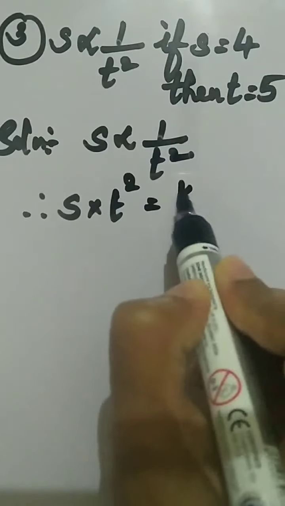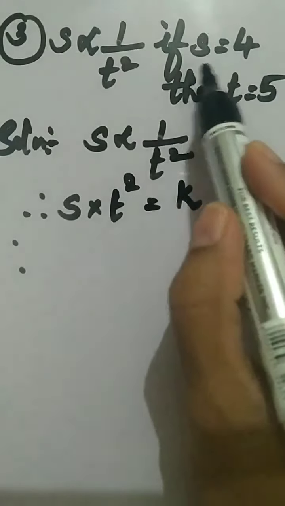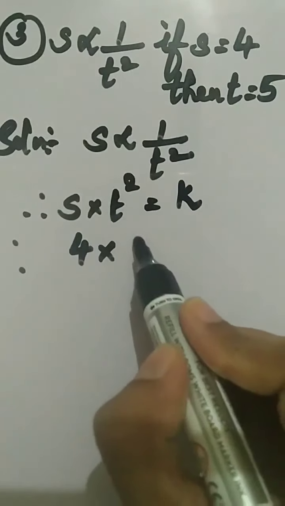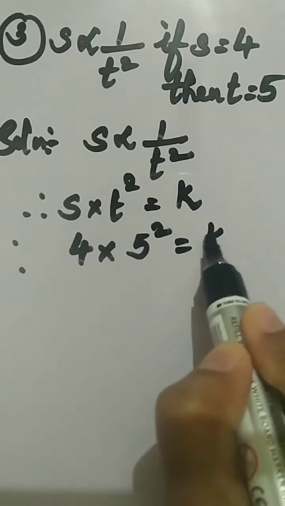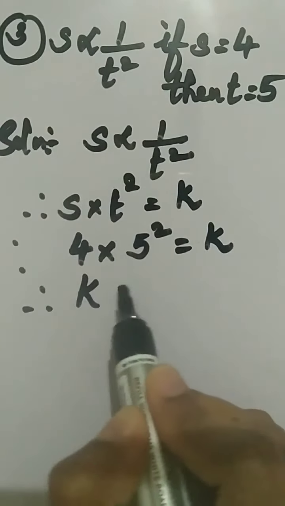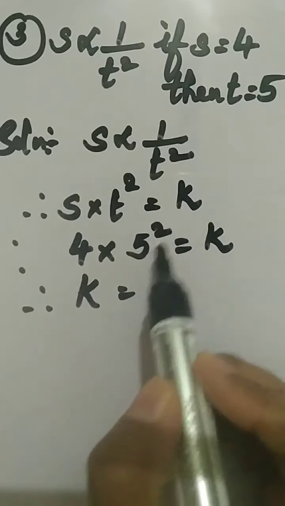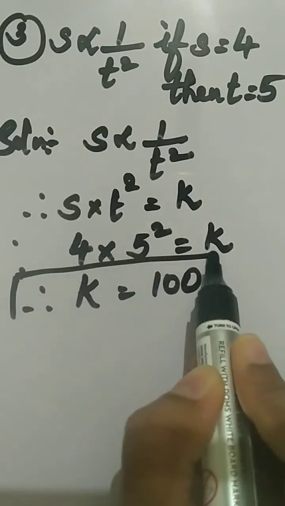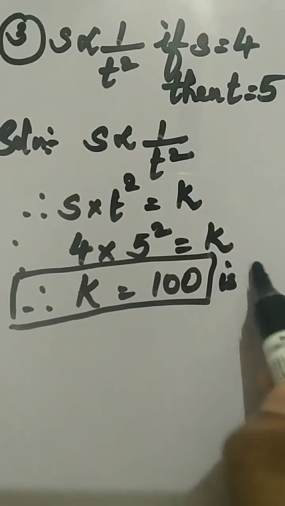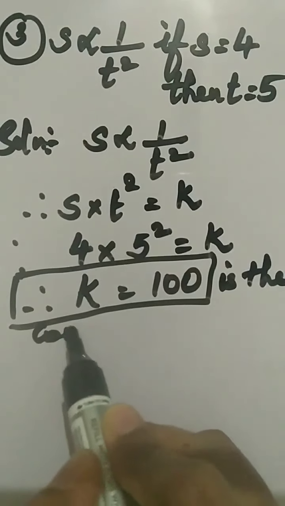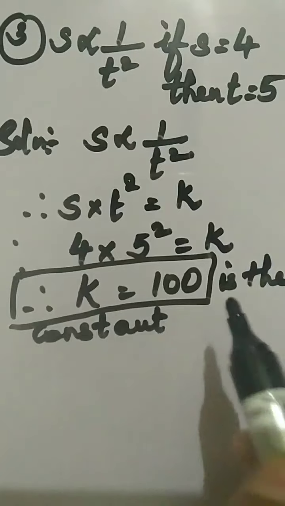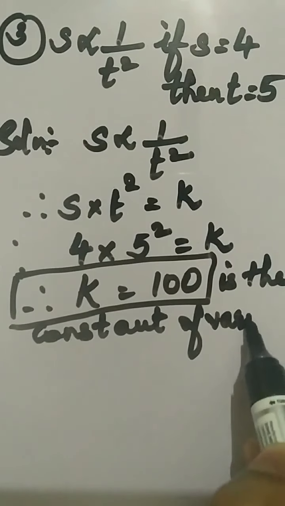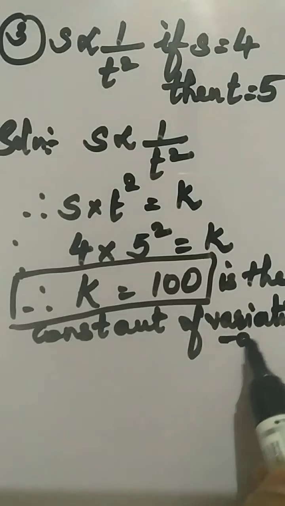So therefore, S into T square is equal to K. Therefore, S value is given as 4 multiplied by T is 5. Remember it is T square. So 5 square is equal to K. So therefore, K is equal to 5 square means 5 5s are 25. 25 into 4 will be 100. So you got the constant of variation. You will write K is the constant of variation. I hope you are understanding my handwriting, children.